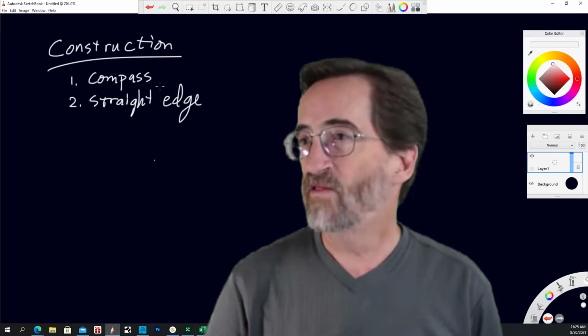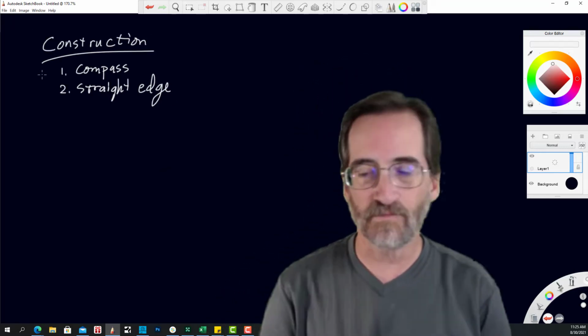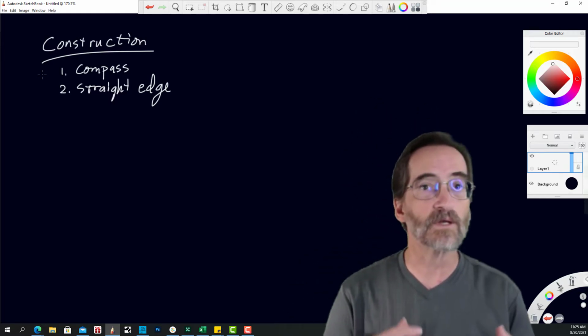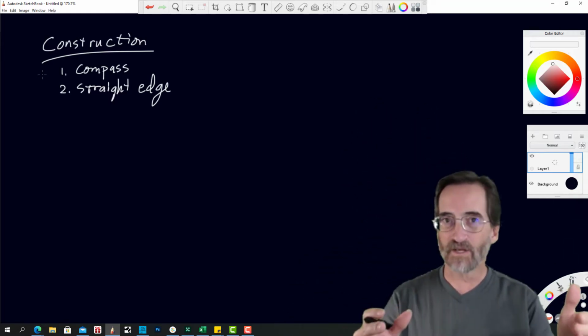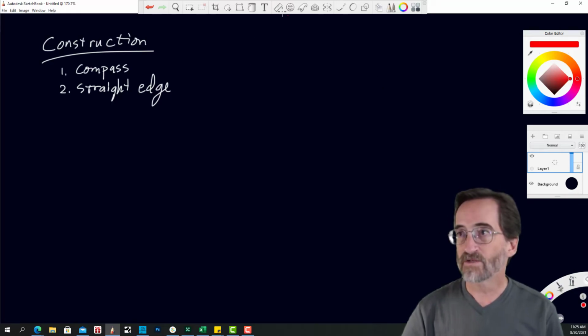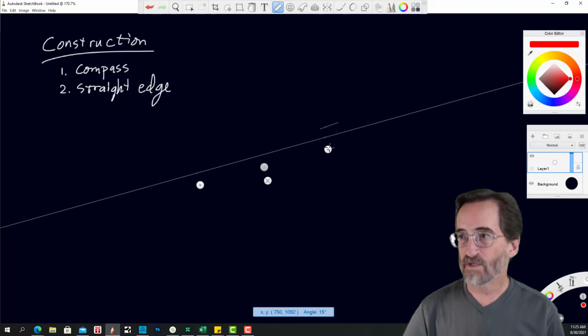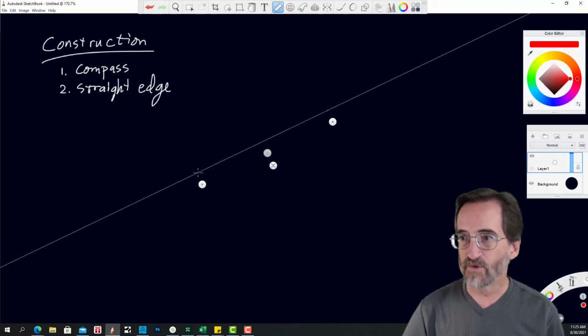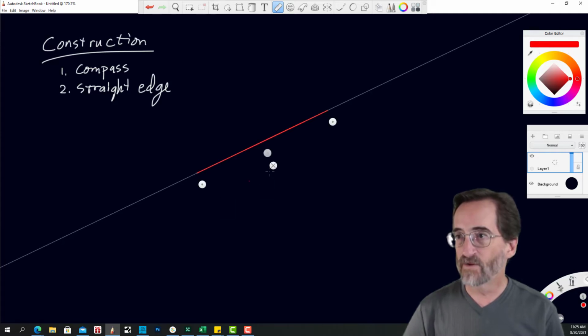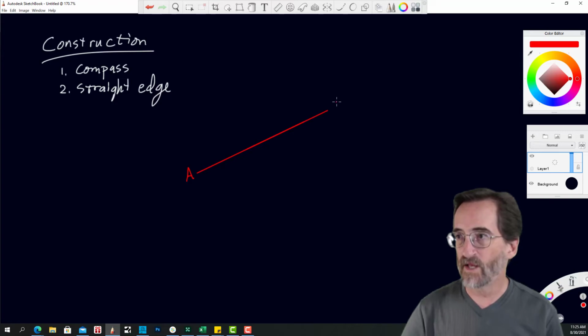That said, we're going to do a basic construction. We're going to copy a line segment. So we're going to start with a given line segment. I'm going to bust out my straight edge. I'm using Autodesk Sketchbook. And this is a segment. We'll label the endpoints of the segment A and B.